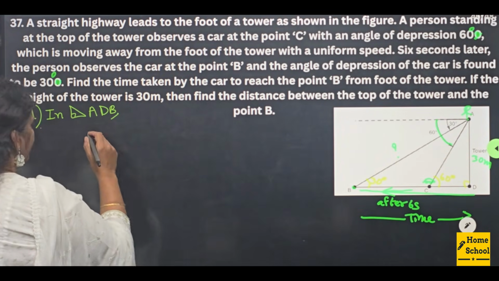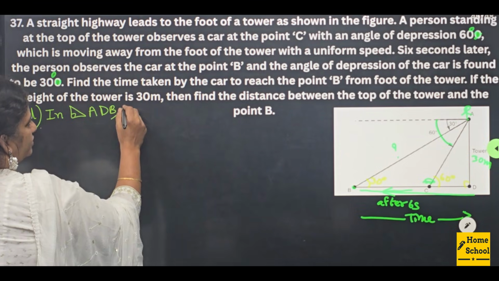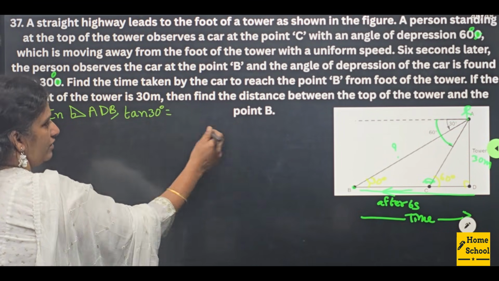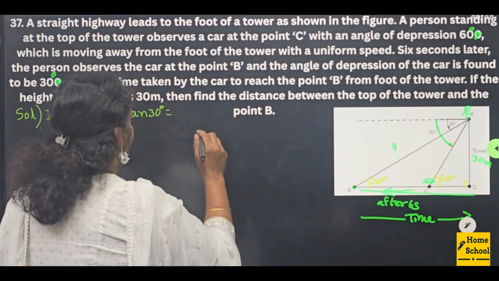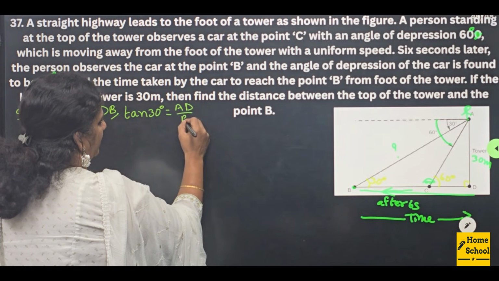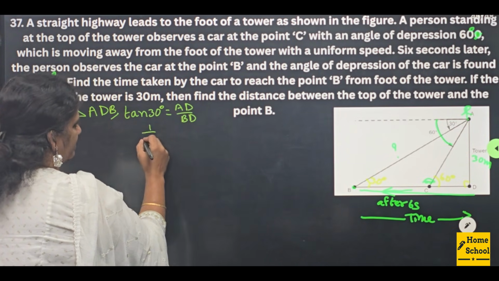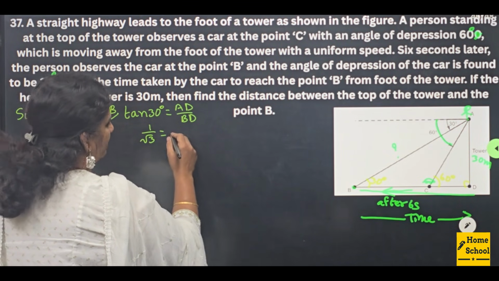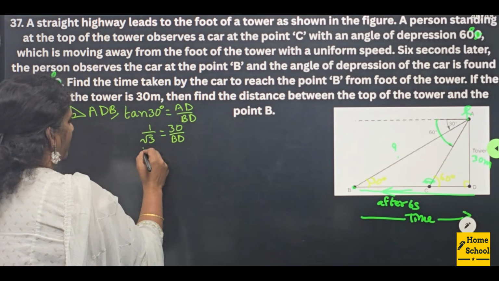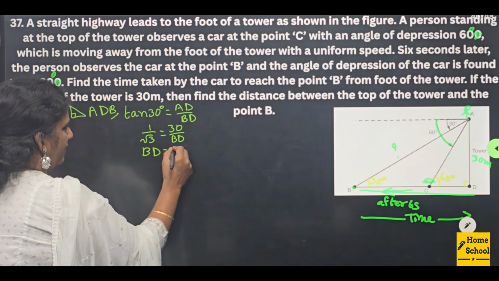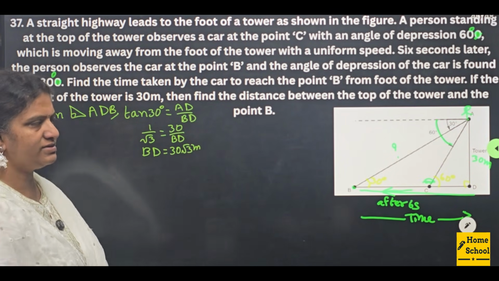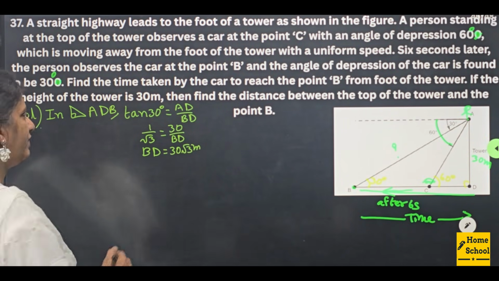ADB. Acute angle theta value is 30 degrees. So the tan ratio I am going to take, because we know opposite, we will find adjacent. Tan 30 degrees is equal to AD by BD. Tan 30 value is 1 by root 3. AD value is 30, BD we don't know. So BD is equal to, cross multiply, 30 root 3 meters. Right? This is the BD distance we got.